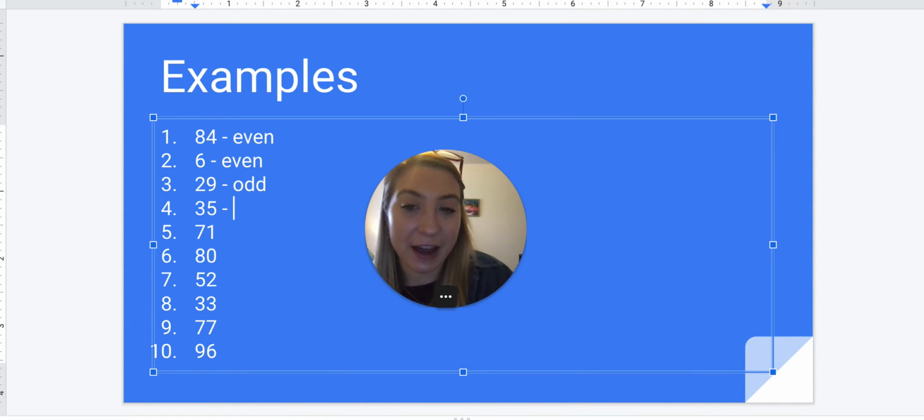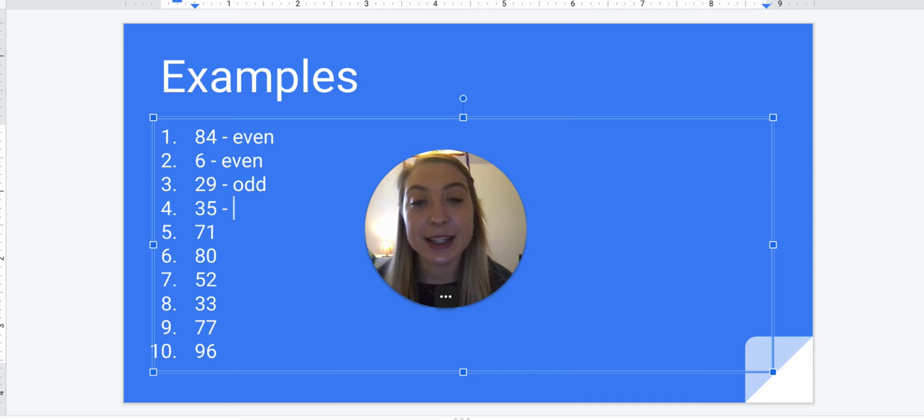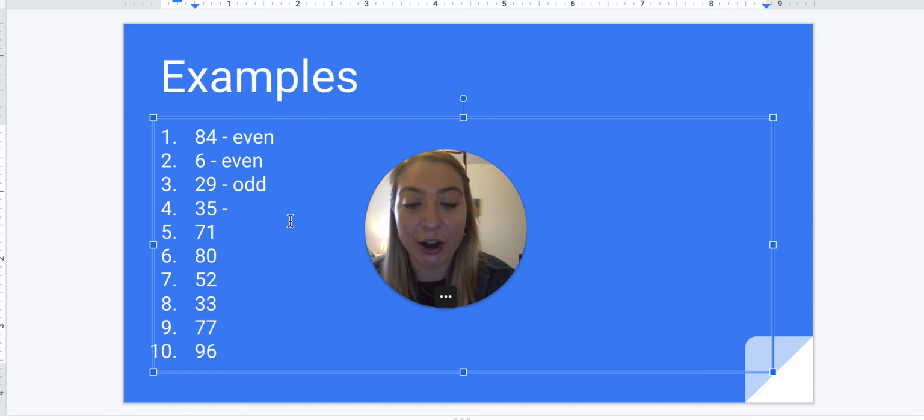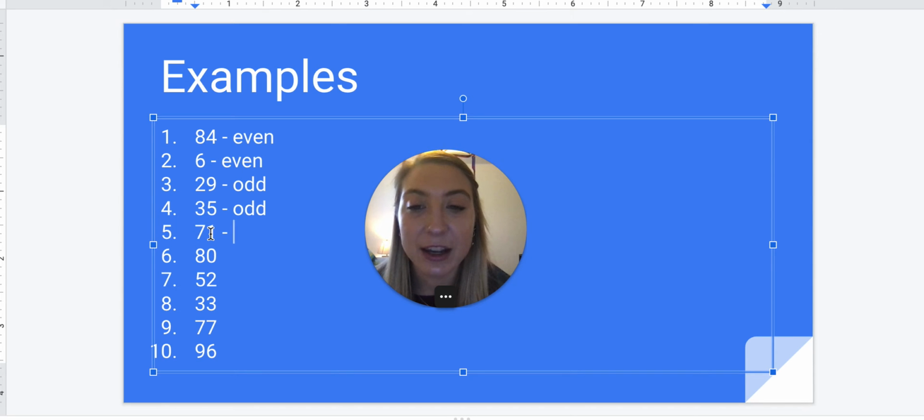So again, with 35, I'm looking in my ones place. My ones place is what the number ends in. Because the 3 is my tens, the 5 is my ones place. So if a number ends in 5, 5 is an odd number, which makes this number odd. So then I have 71. Remember, here's my tens place, my 7. My ones place has a 1. Is 1 even or odd? 1 is odd, so this number would be, again, odd.